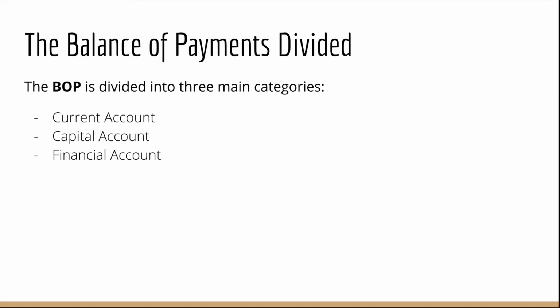The balance of payments divided. So the BOP is divided into 3 main categories, as I just mentioned: the current account, the capital account, and the financial account. Within these 3 categories are subdivisions, each of which accounts for a different type of international monetary transaction.